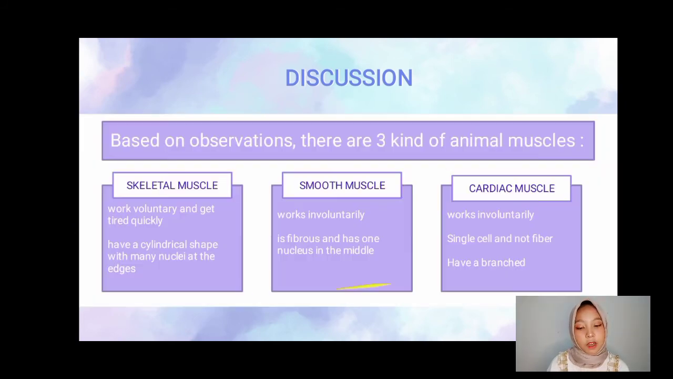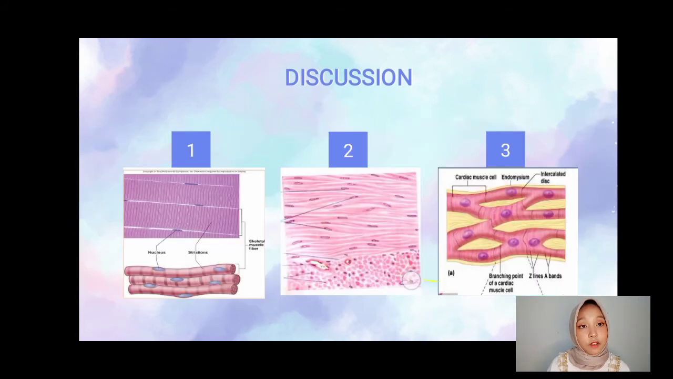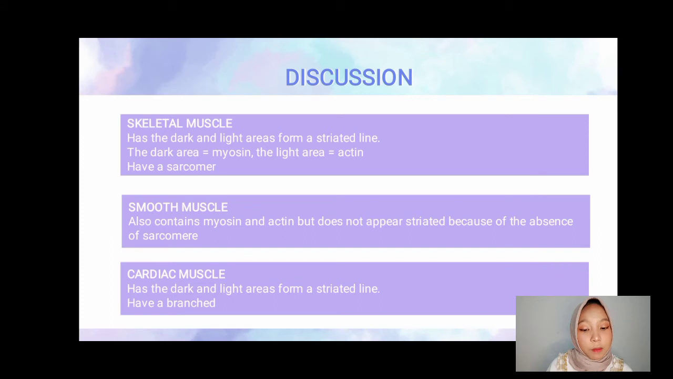Okay, and there are other characteristics for the muscles. Skeletal muscle has dark and light areas that form a straight line. The dark area contains myosin, the light area contains actin. And the skeletal muscle has a sarcomere. You can find the skeletal muscle in the bone, your skeletal bone.